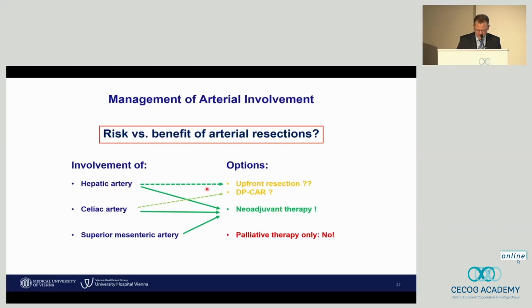There are some special techniques where an upfront resection is technically possible. I think in these cases, if you have arterial involvement, the prognosis is poorer than with venous involvement or resectable pancreatic cancer, and the risk of surgery is even higher. And as always in medicine, we have to weigh the risk versus the benefit we can achieve. And I think for arterial resection, we should always have a strategy of neoadjuvant therapy. What we should not do is just say, okay, this is a patient for palliative therapy without surgical reassessment. The patient should always go back to the multidisciplinary boards to be reassessed for potential resectability.